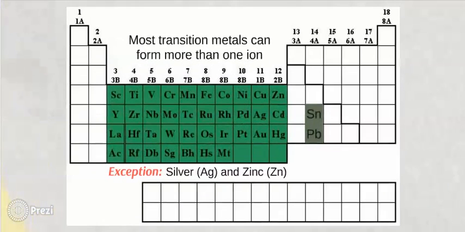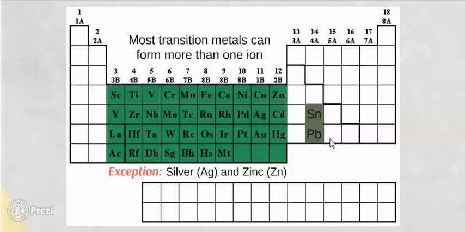Well, we know it's a transition metal because it's one of the D block elements, so it's in here, or it's tin or lead. We consider these transition metals as well. And we consider them part of the transition metal family because most transition metals can form more than one ion, and tin and lead form more than one ion. So the majority of these elements that are highlighted can form more than one ion, +1, +2, +3.